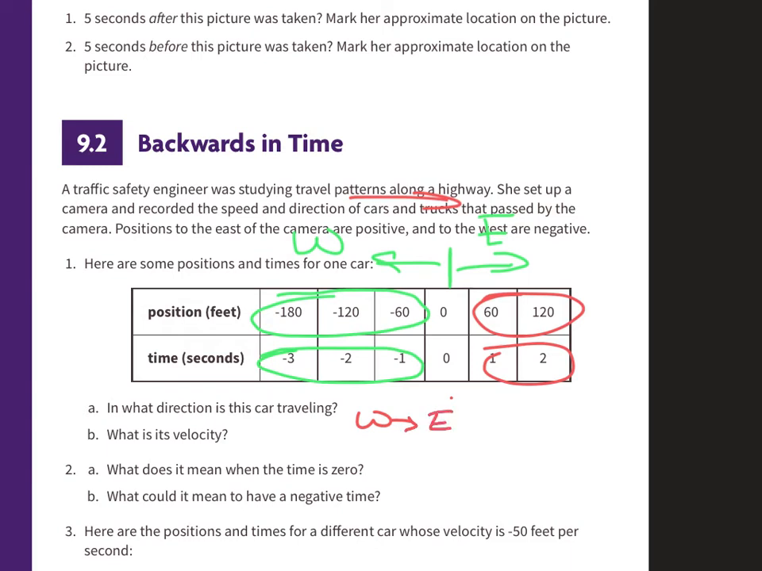What is her velocity? How fast is she traveling? Well, if we take all these numbers and go top column divided by bottom column, we get 60. So going 60 feet per every second. What does it mean when the time is at 0? That means she crossed the camera. And what does it mean to have a negative time? Negative time just means the time before she crossed the camera.